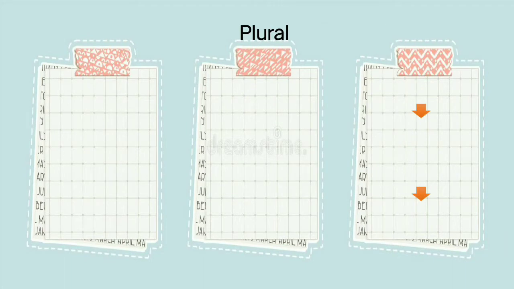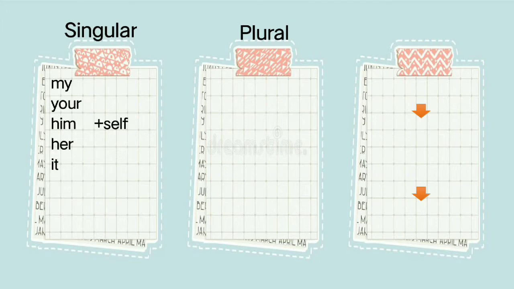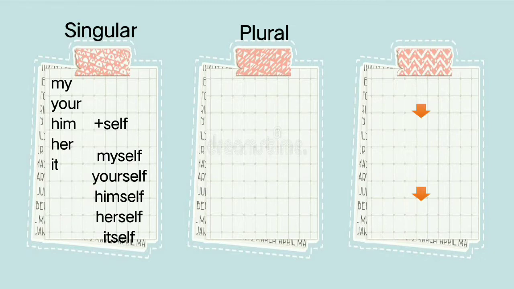Let us go first to singular personal pronouns like my, your, him, her, and it. Now, add self to it. So it will read as myself, yourself, himself, herself, and itself.